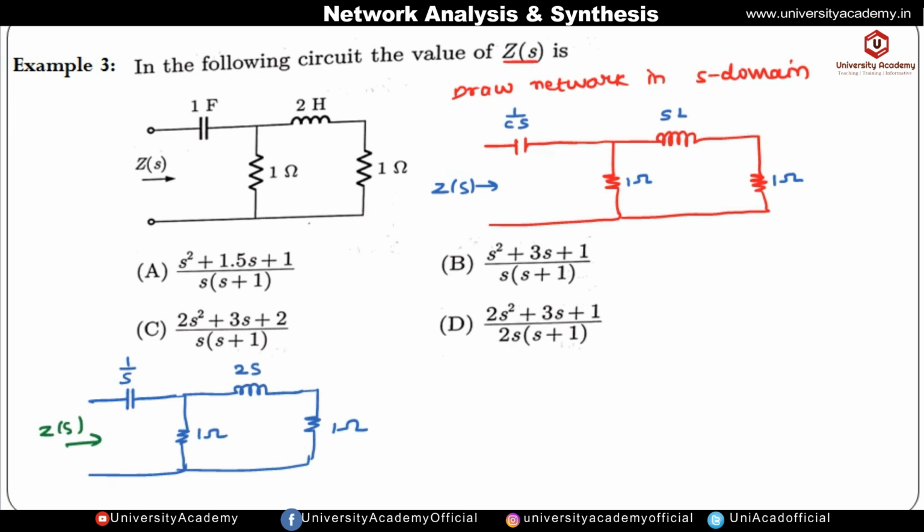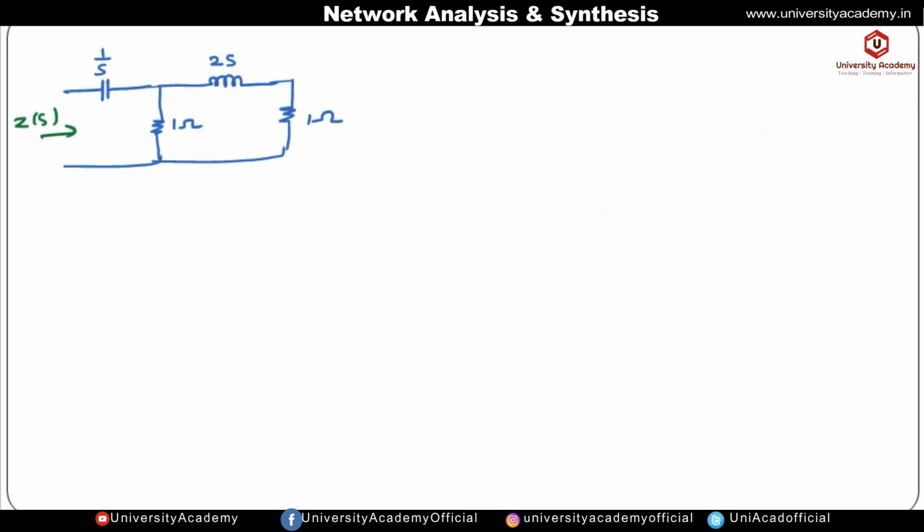Now 2S and this 1 ohm are connected in series. So Z of S is given by: 2S and 1 connected in series, so it is 1 plus 2 into S, and it is connected in parallel with 1. Then it is connected in series with 1 by S. So 1 by S plus the parallel combination of 1 and 1 plus 2s. Let us simplify.